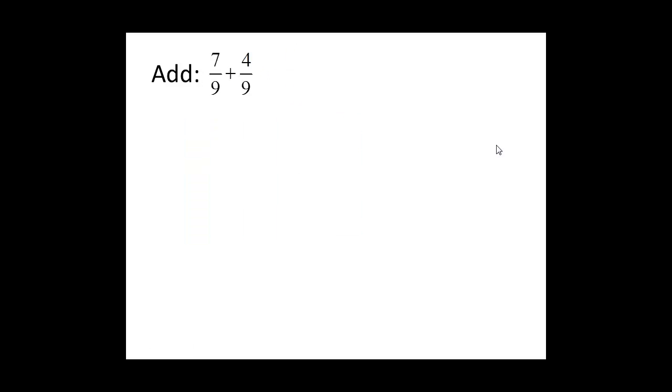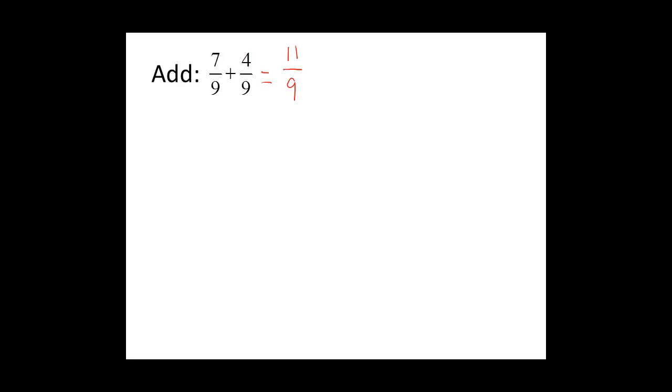Now we will add 7/9 plus 4/9. Notice that we already have a common denominator of 9ths. So how many 9ths do we have? We add the numerators. 7 plus 4 is 11. And we keep the denominator, 11/9. This is the answer as an improper fraction.